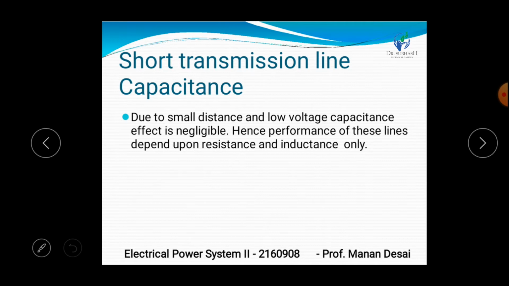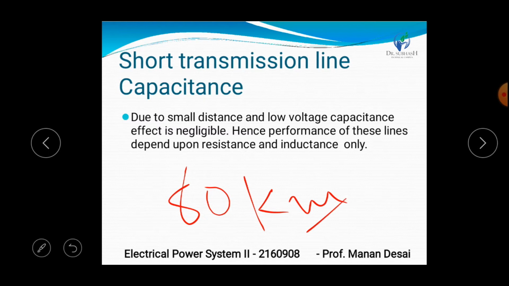Now we can say short transmission line characteristics. It's different from medium and long transmission lines. How? Due to the small distance, like 80 kilometers, and low voltage, like 20 kilovolt, the capacitance effect is negligible. Hence, performance of the line depends upon resistance and inductance only.